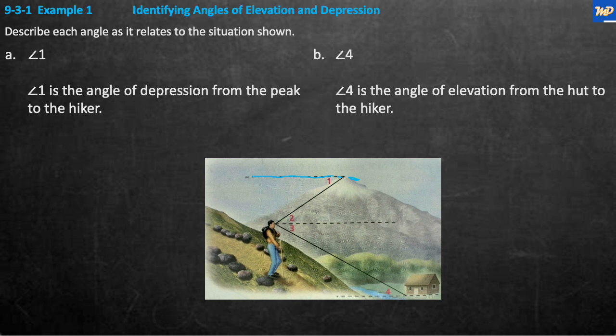And on the other hand, we can look at angle 4 for B here. Angle 4 is an angle of elevation, and that's from the hut. The hut is down here on the ground, way down here on the bottom, creating angle 4 with the Earth's surface and looking up at the hiker. Okay, that is an angle of elevation. You're looking up, elevation, looking down, depression.